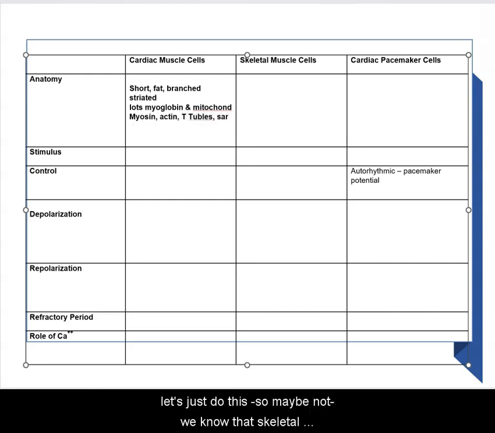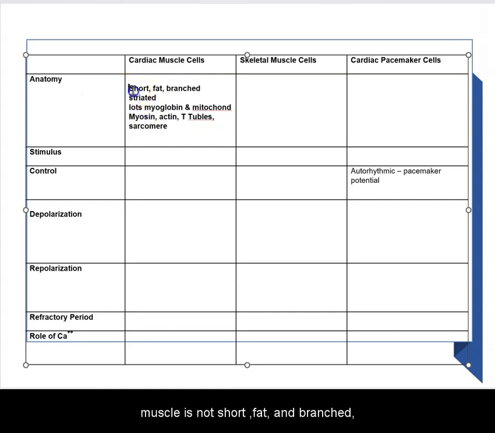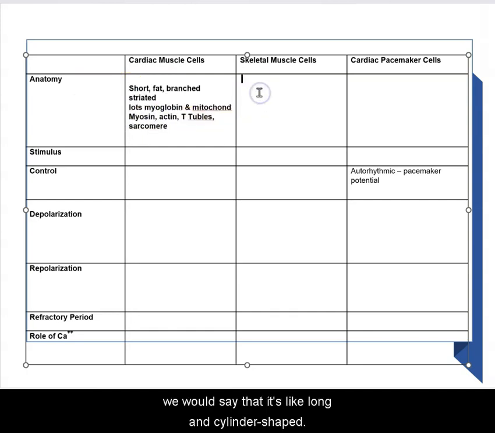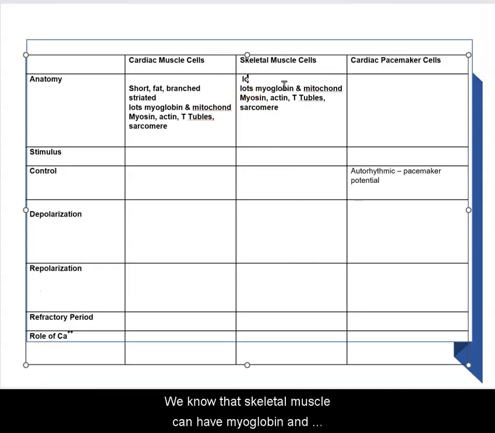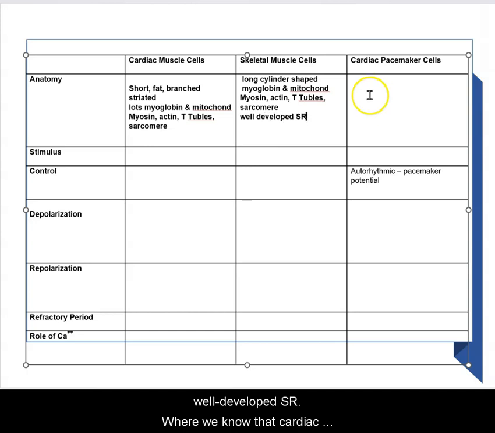We know that skeletal muscle is not short, fat, and branched. Right? We would say that it's long and cylinder shaped. We know that skeletal muscle can have myoglobin and mitochondria, but remember that depends on the type of muscle fiber, but it's got all that. And we also know that it has a well-developed SR, where cardiac muscle, we'll just say less developed SR. So that's kind of the overview.